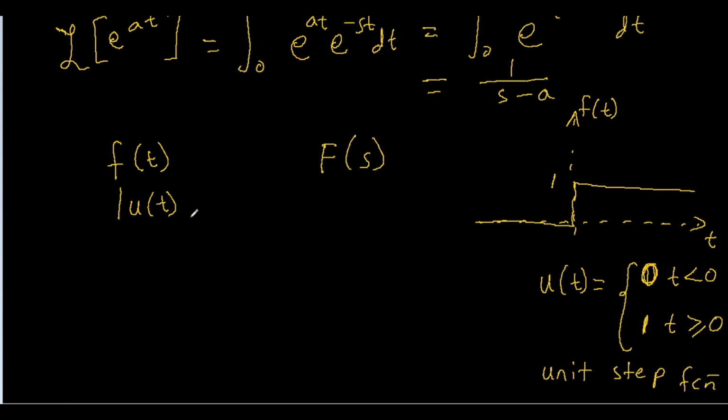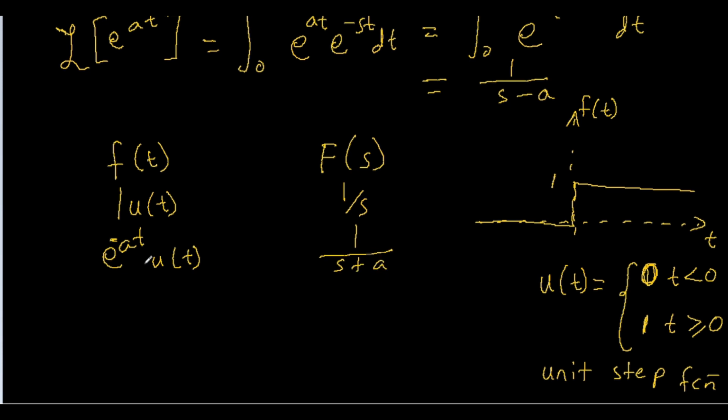If you have that, then the Laplace transform of that is simply 1 over s. If we have our function as e to the power of minus at times u of t, well, first of all, the Laplace transform is 1 over s plus a.